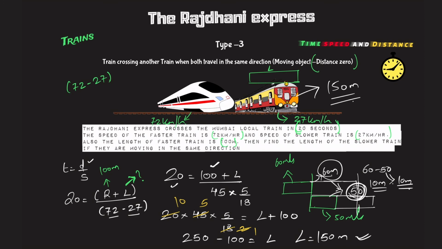So what did we learn from type 3? If two trains are traveling in the same direction, what do you do with the distance? Distance is nothing but the length of the two trains. And what do you do with the speed? You subtract the speed. Why? Because if the first train is moving, the second train is also moving. But the second train needs to chase the first train, right? So the resultant is nothing but the subtraction of the two. And that's why you subtract the speed. So now you know type 3. This will help you solve a lot of train problems when trains are moving in the same direction and the distance between them is 0.